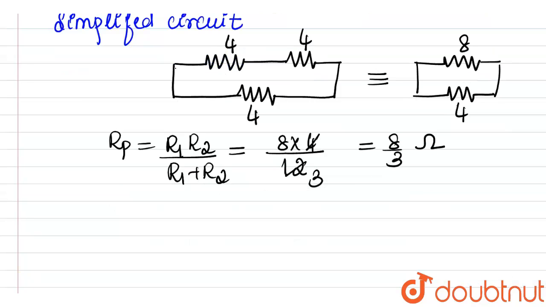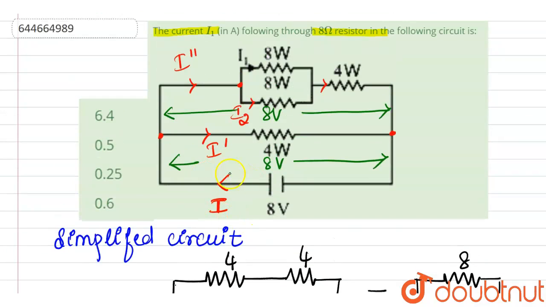Since I know the equivalent resistance, I can also find out what is the equivalent current. So the total current. So to find out the total current I, we can use Ohm's law. V is equal to IR. Therefore, I will be equal to V divided by R. V is 8 volt which is applied. Resistance is 8 by 3. Therefore, this is now going to be 3 ampere. Therefore, 3 ampere will get divided into I dash and I double dash.